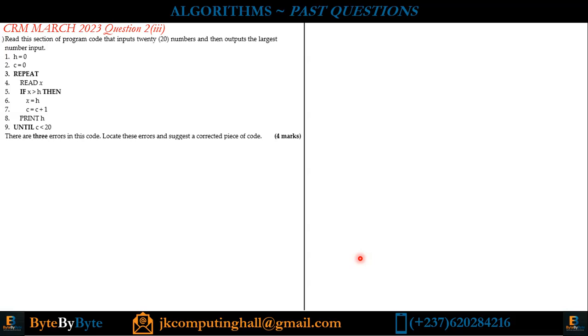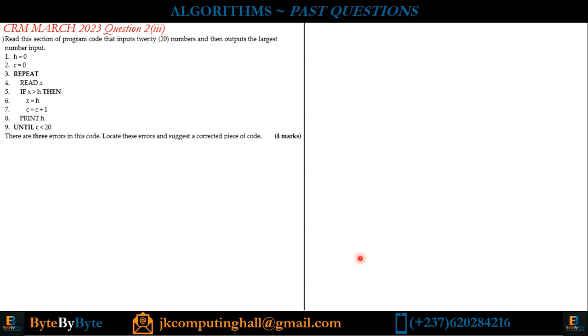Next question, Center Regional Mock 2023 question 2 sub 3. Read this section of program code that inputs 20 numbers and then outputs the largest number input. So that's the code. We initialize H and C to 0. Then we repeat. Read X. If X is above H, then X becomes H. C becomes C plus 1. Print H until C is less than 20.